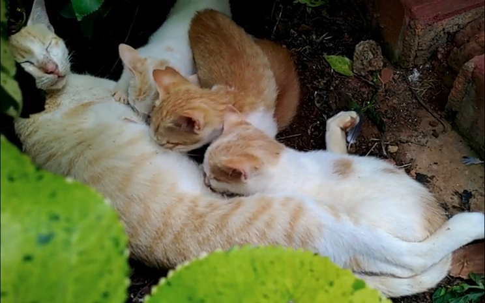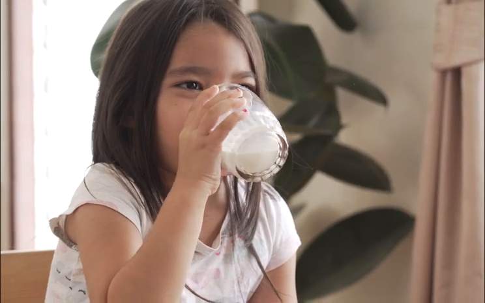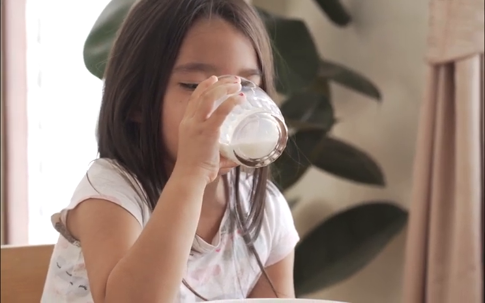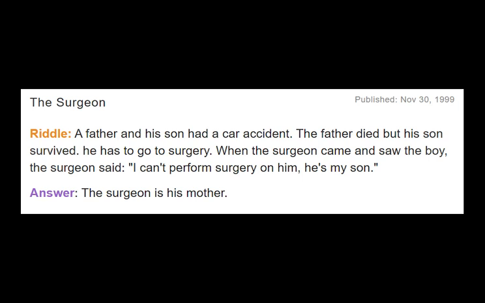Lactase is the enzyme needed to break down lactose, and though humans can produce it their entire lives, most animals can't. Implicit stereotypes often operate on a subconscious level, influencing our thoughts and actions without our awareness. For instance, the riddle about the surgeon reveals how implicit gender stereotypes can hinder logical thinking.